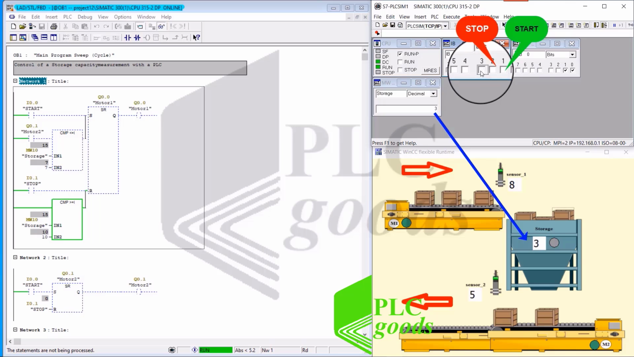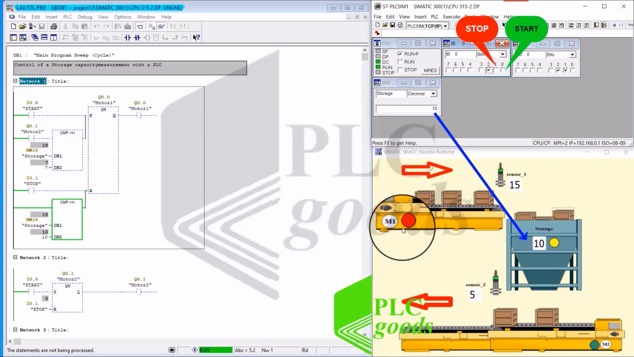Now I increase the number of boxes inside the storage area by tapping on the first sensor to 6 to this point, and I continue. And notice that because it is less than 10, M1 is still on, but the yellow signal light is on. When the content of the storage box reaches 10, M1 turns off.